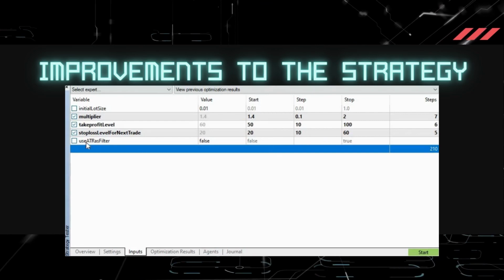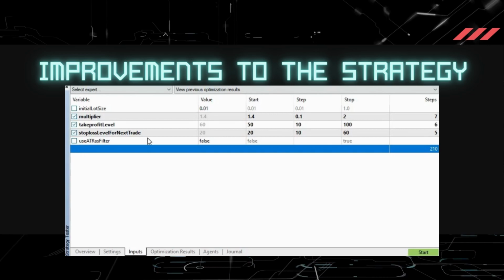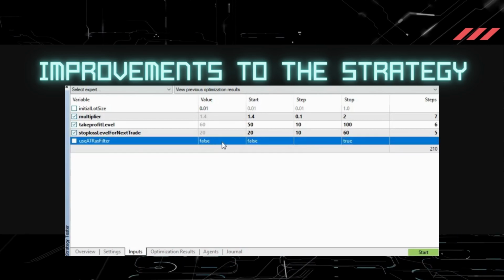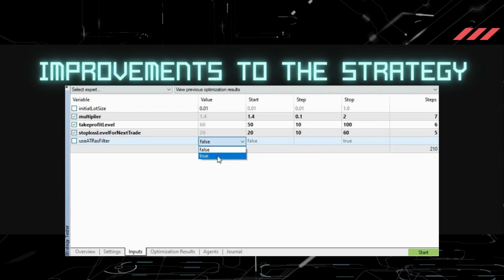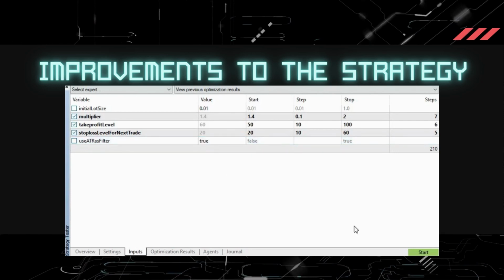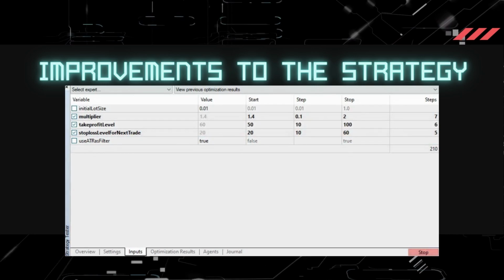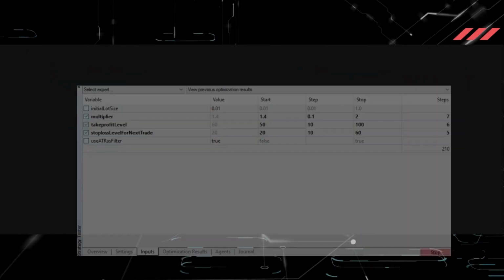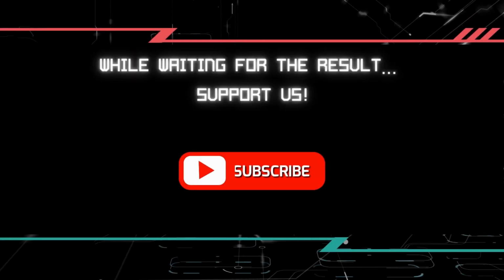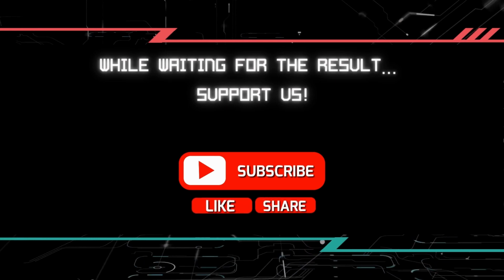Lastly, we will add in the ATR filter to check if the trade is in a low volatility range. In this example, we will enter a trade when the ATR value is above 0.0018. All these permutations will result in a total of 210 settings. Let us run the backtest and see which one will give us a good result.